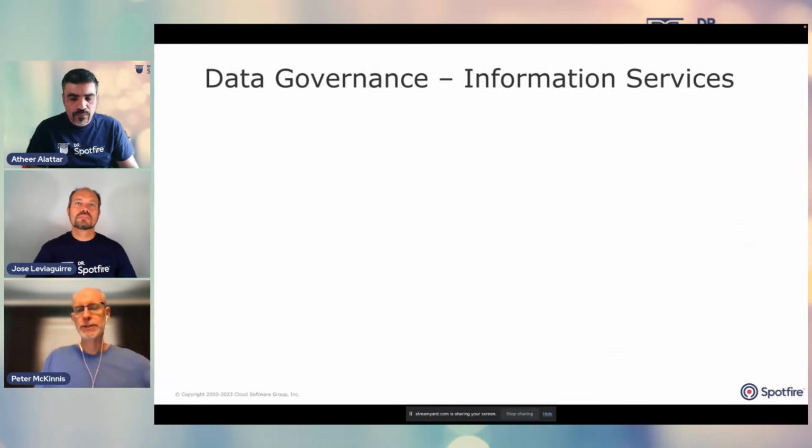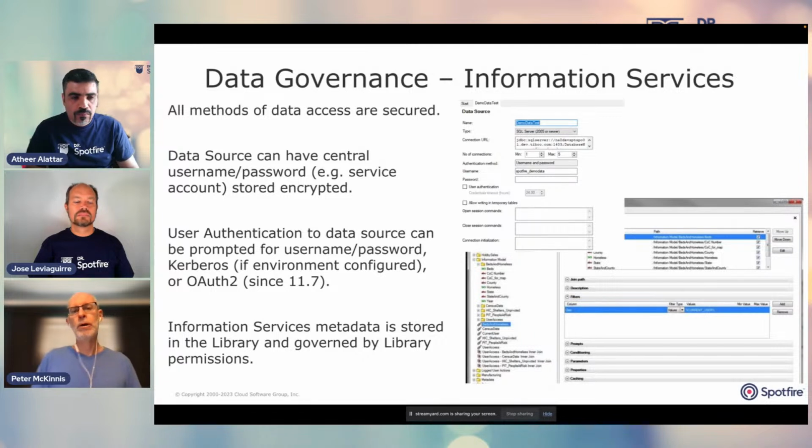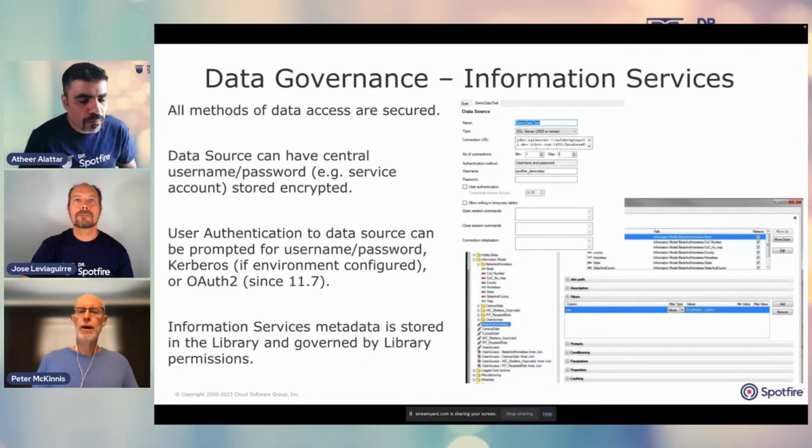Now on to data governance. This is the last thing we're going to talk about. There are two main ways to get data into Spotfire. One is information services. With information services, you can secure how that data is brought in. You can either have a service account, which is common, or you can have each user log in. You can also do a kind of single sign-on or user authentication to the data source using Kerberos, if you have Kerberos configured all the way through the environment, or OAuth 2 since 11.7 in information services.